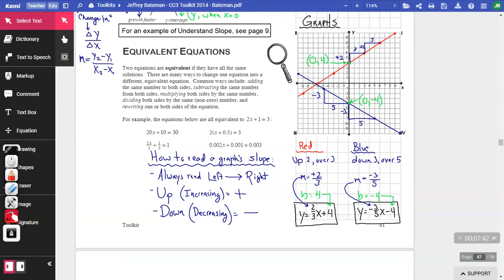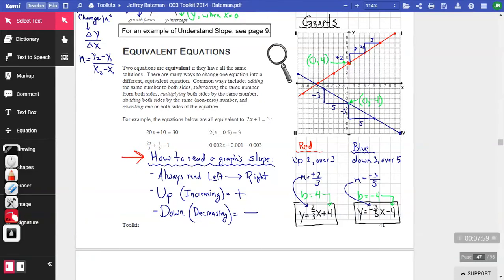I'm going to look at a few things. First, my red line. And in order to read the slope of my red line, I have this down here. You always read from left to right. You can pick any 2 points you want. It does not matter. But you must go from left to right. All right? So I can pick any points I want.